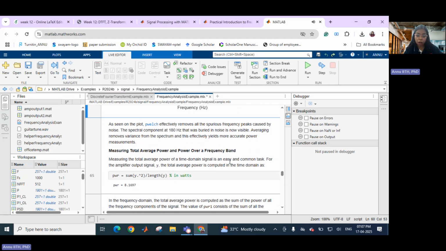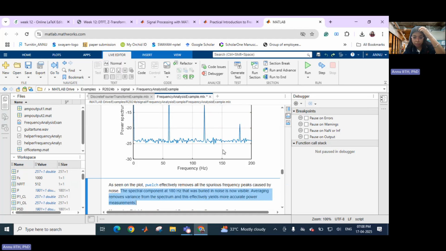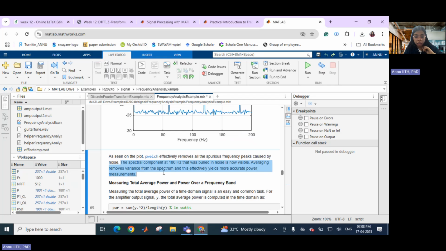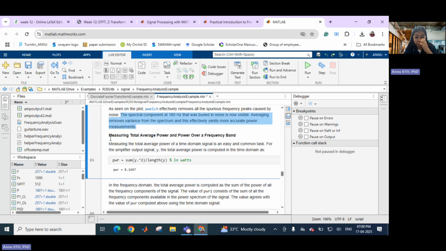As seen on the plot, pwelch effectively removes all the spurious frequency peaks caused by the noise. The spectral component at 180 Hz that was buried in noise is now visible. So it is now visible, and this effectively yields more accurate power measurements. That's fine. So now, measuring total average power and power over a frequency band.